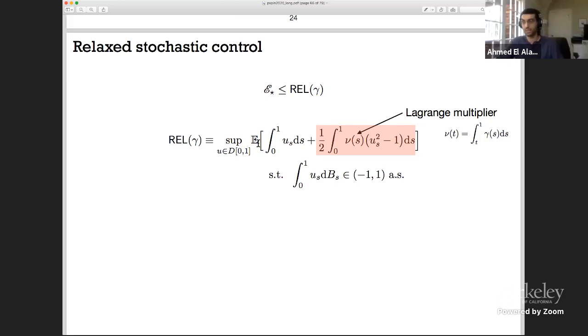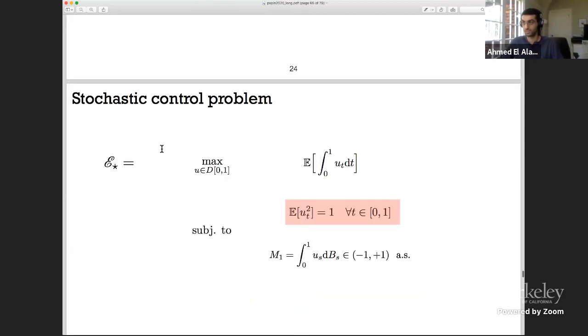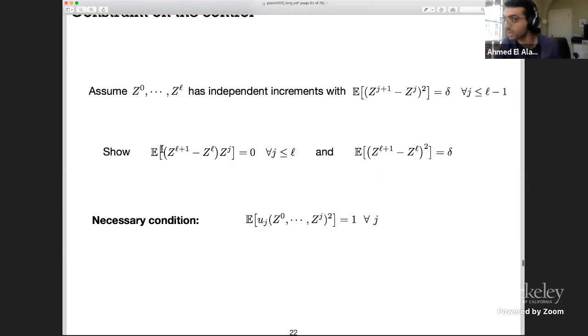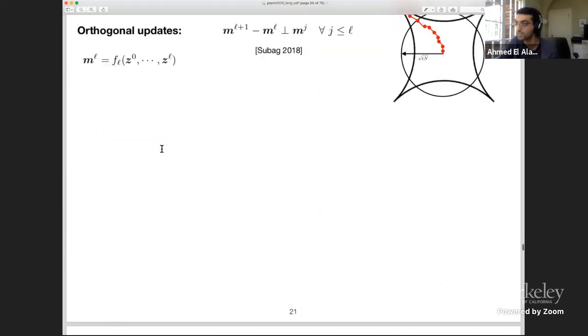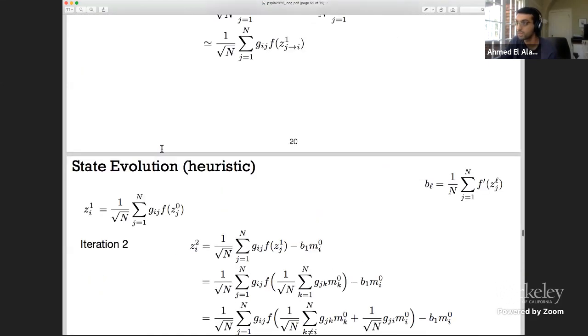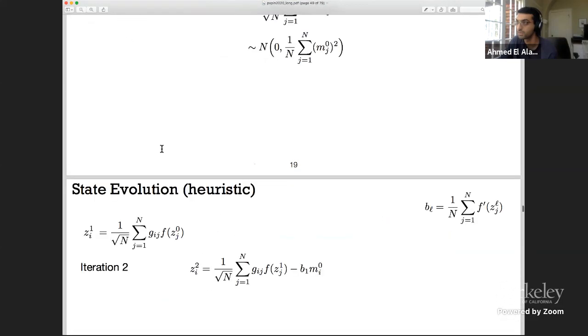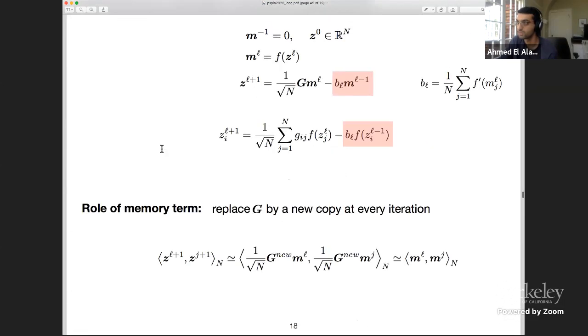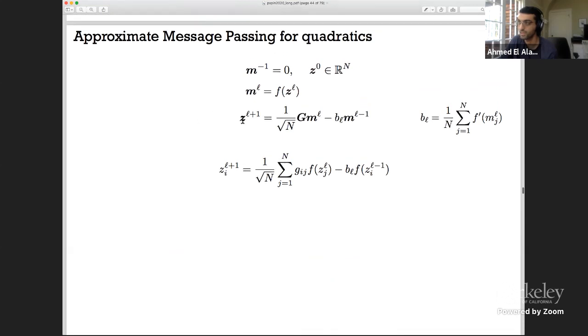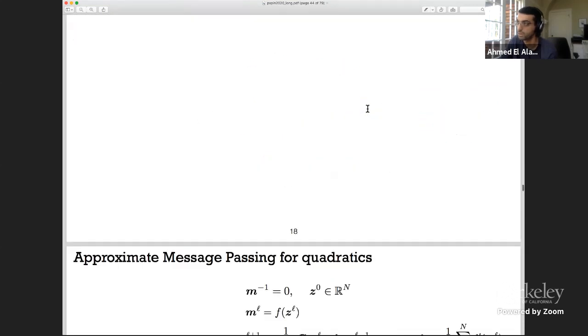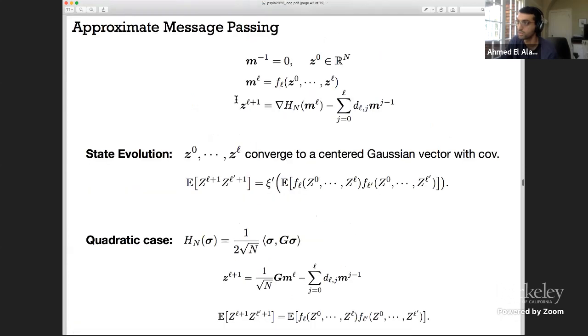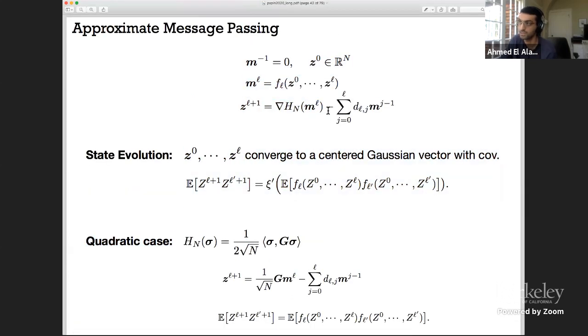Yeah, it's not simpler than this. This is the iteration. For the quadratic case, the gradient reduces to just multiplying M by the matrix G, right? This is as simple as it gets.